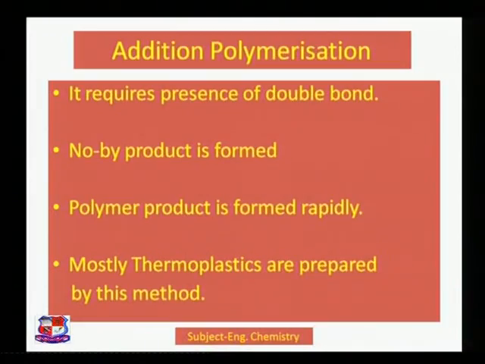The molecule is not formed into the process. It's just the addition of the monomers, and that is why it is going to continue ahead. Now let us see here. Polymer product is formed rapidly in the process. It means whenever the addition technique is adopted for any polymer, then we get the final product very fast compared to the other type of technique.